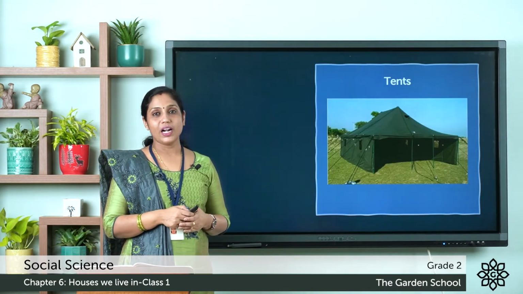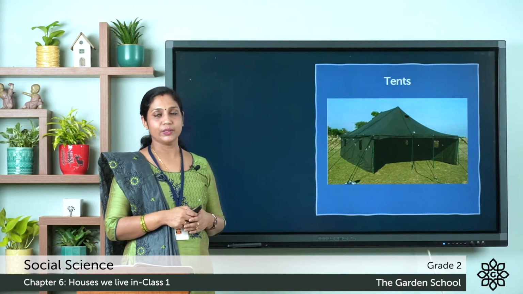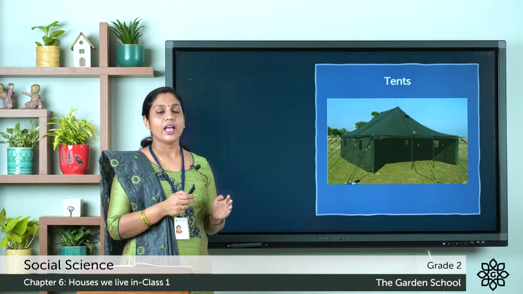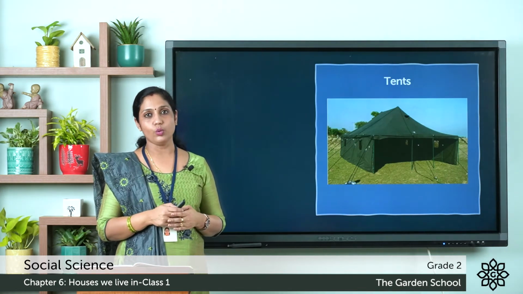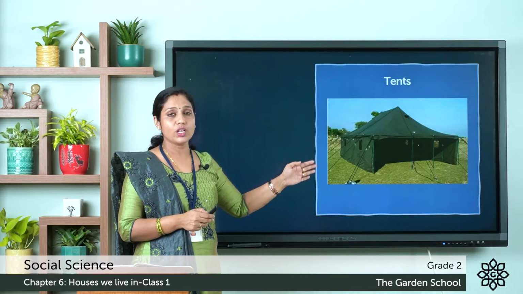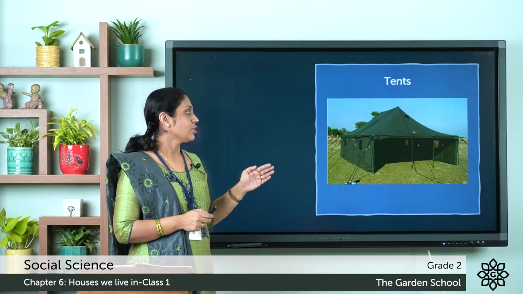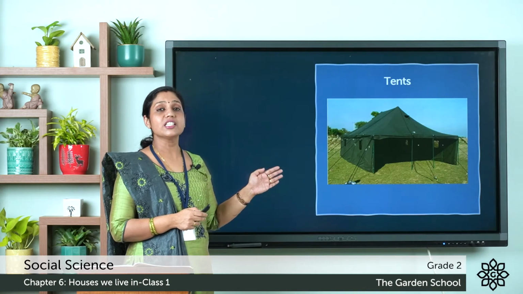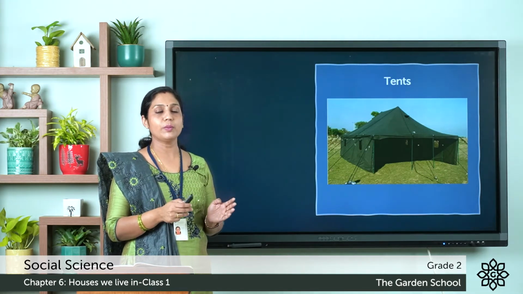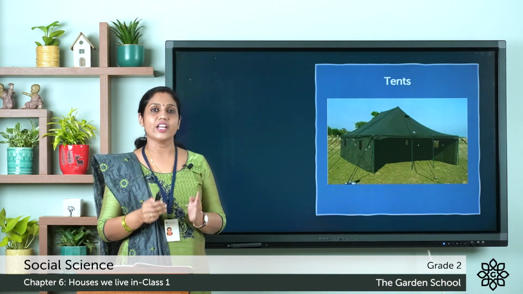The next type of movable house is the tent. A tent is a temporary house and it is used to camp outdoors. It is usually made of plastic or canvas cloth. Soldiers and people in circuses use these tents, and whenever they move from one place to another, they take the tent also with them.